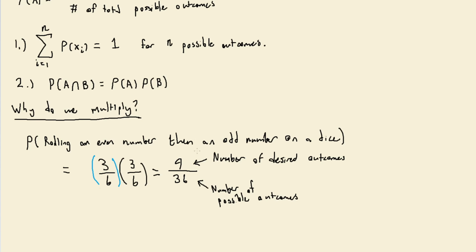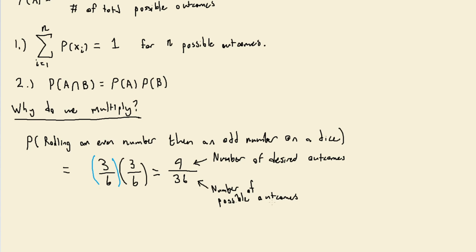The same is true for the 4. You could roll a 4 and then a 1, a 4 and then a 3, a 4 and then a 5. So there's 3 possible outcomes for each of these 3 possible outcomes. And the way that you calculate that is by multiplying them together. And so that gives us 9 desired outcomes here.